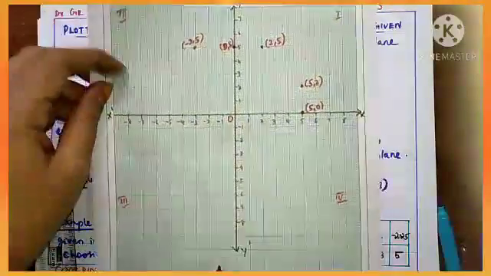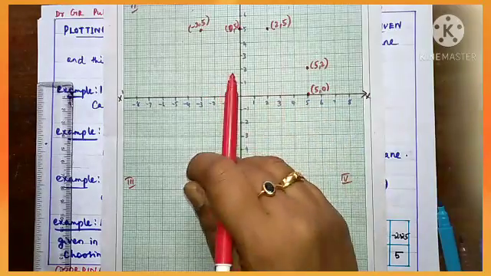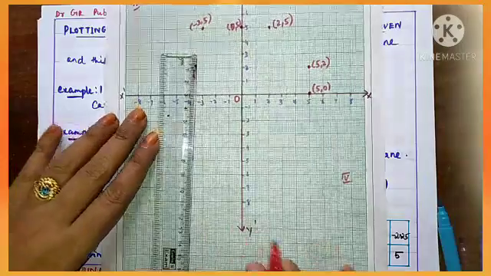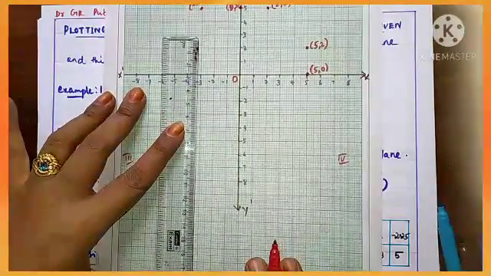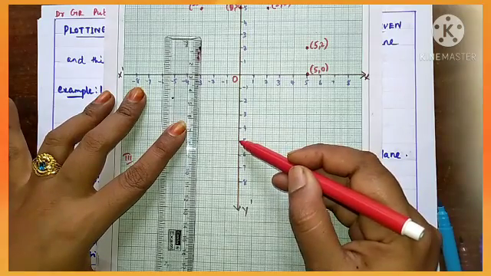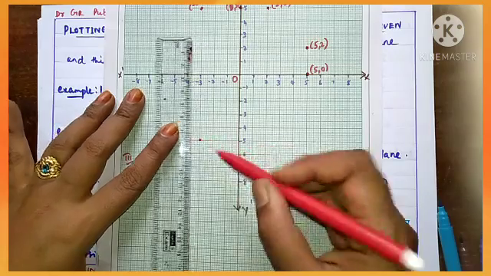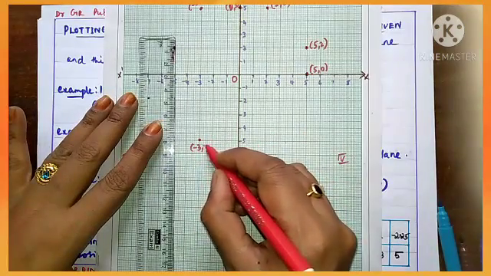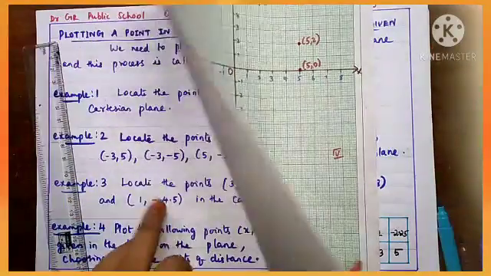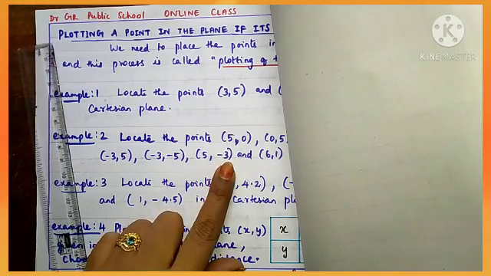Now the next one is minus 3, minus 5. So again we are going to x value minus 3, that is here, and y is also negative, minus 5. So we want to come to the negative side of y. So where is the negative minus 5? Here. So minus 3 and minus 5, the place is here. So this is minus 3, minus 5. Okay children? Yes.